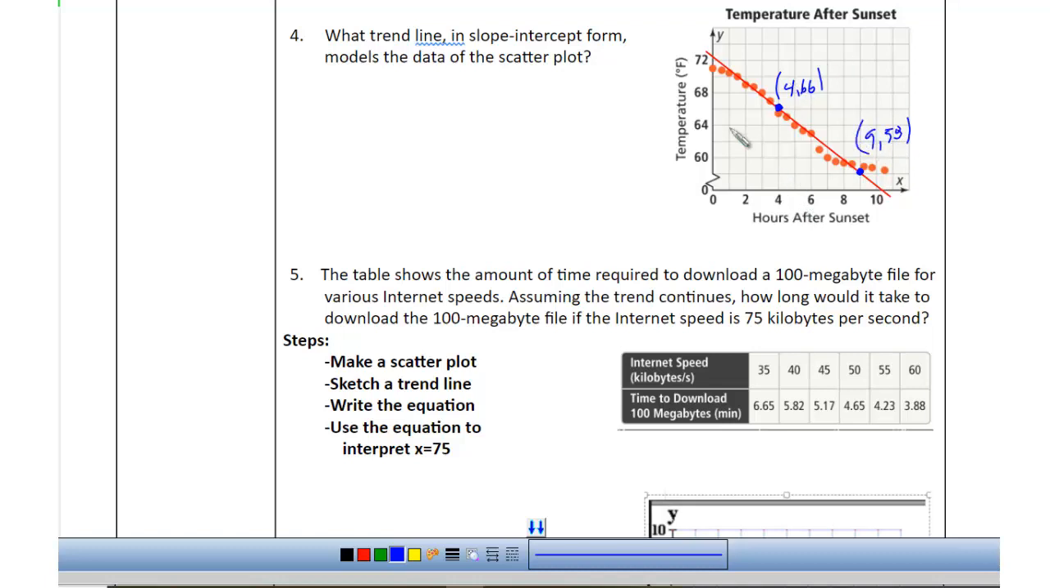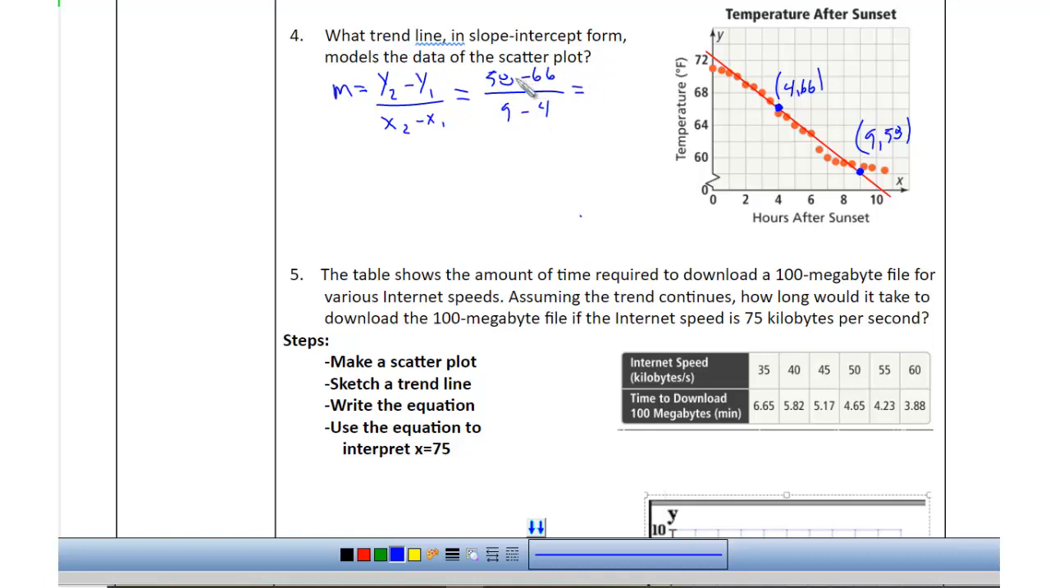So in general, I can see that hours after sunset, again, we talked about this one, the temperature is decreasing. So as x increases, the y decreases. That's a negative association, and so we're going to model that with the trend line here. So first step, again, is I'm going to find slope, and that's y sub 2 minus y sub 1 over x sub 2 minus x sub 1. So we'll go ahead and fill in those values: 58 minus 66 over 9 minus 4.